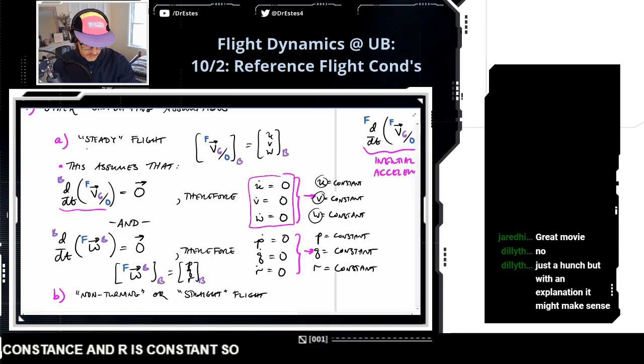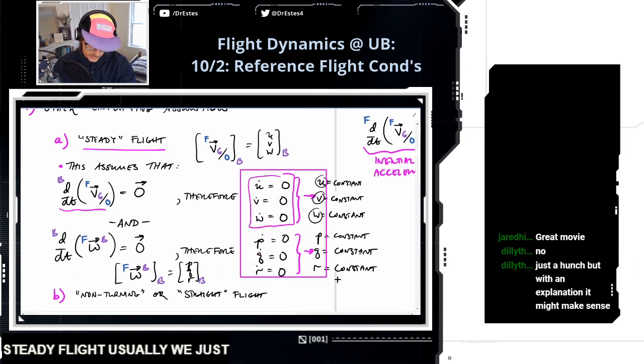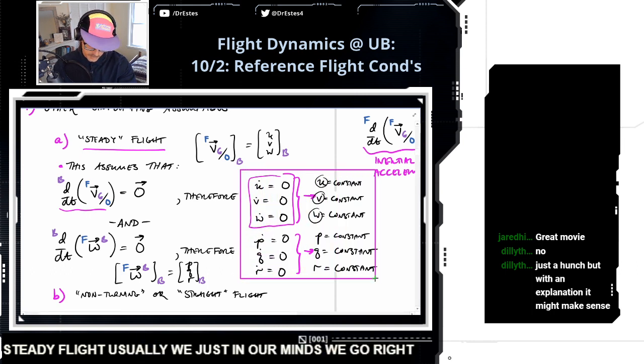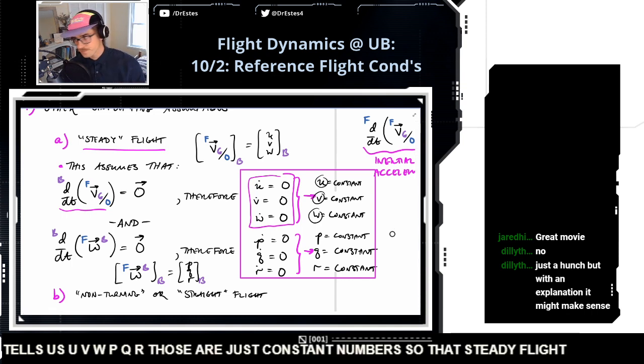So when you see steady flight, usually in our minds we go right over to this. That's what it tells us. UVW, PQR, those are just constant numbers. So that's steady flight.